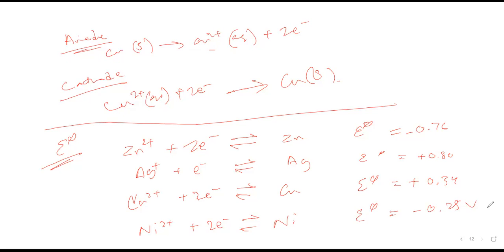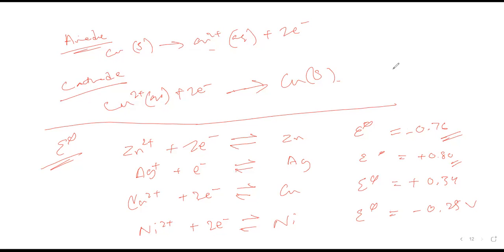So here are the four electrode potential values given. Now which one of them is the lowest? The lowest is the negative 0.76, isn't it? This is the lowest value, and the highest is 0.80. Now the one which is highest will show, as we already saw, reduction, isn't it? That is going to gain electrons.